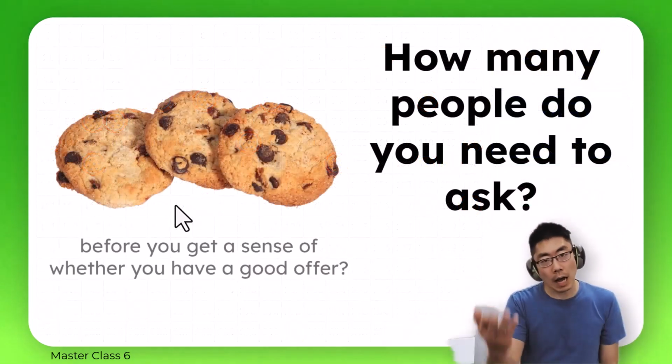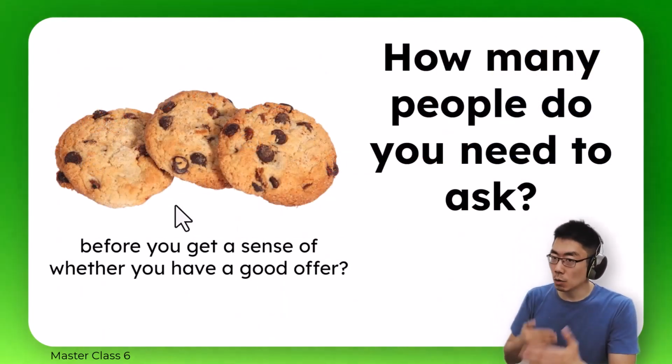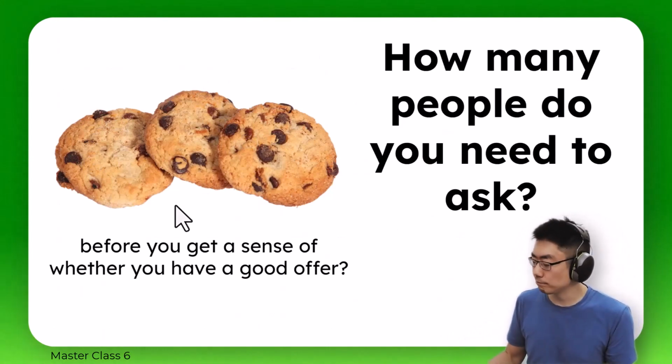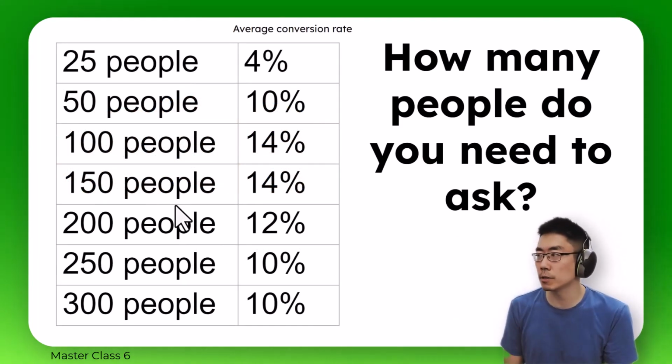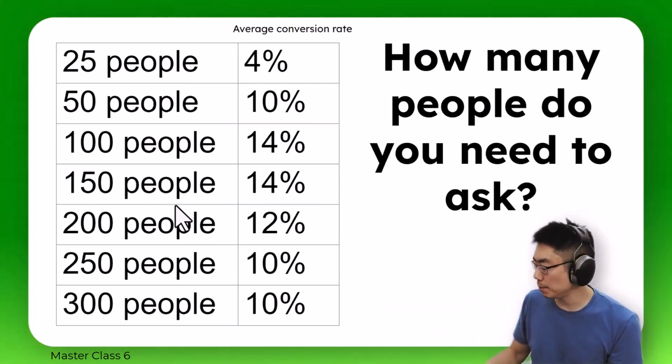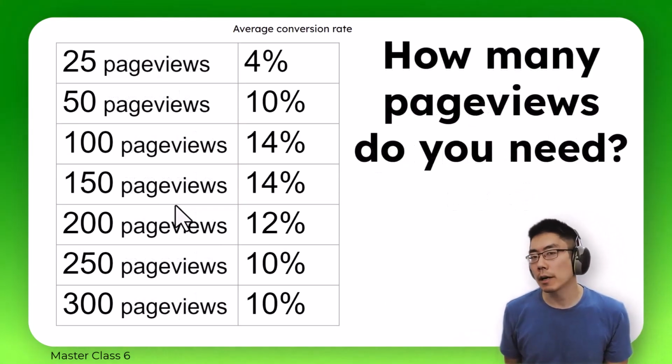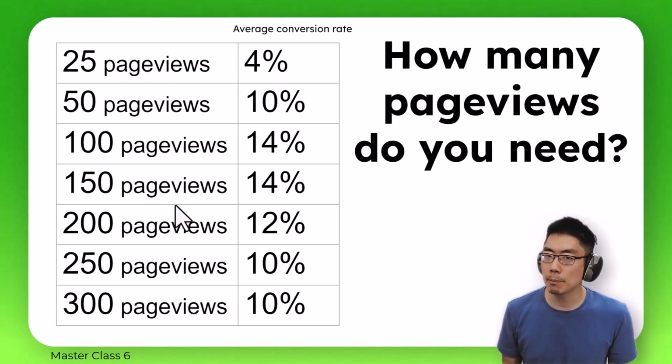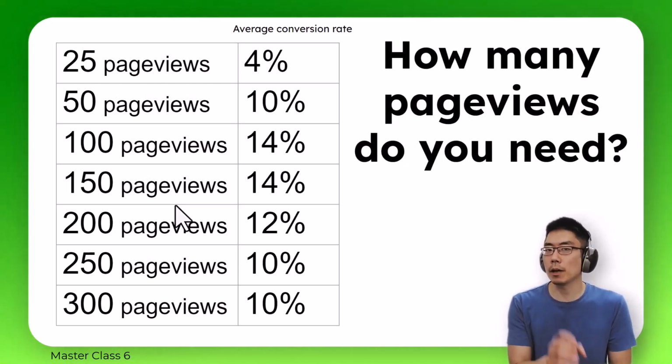All right. So how many people do you need to talk to in order to assess the value of the offer? In this game, here are the results. The average conversion rate you can see on the right-hand side here. We're talking about people. But in TPT land, we're talking about page views. A page view represents a person visiting probably on that day.